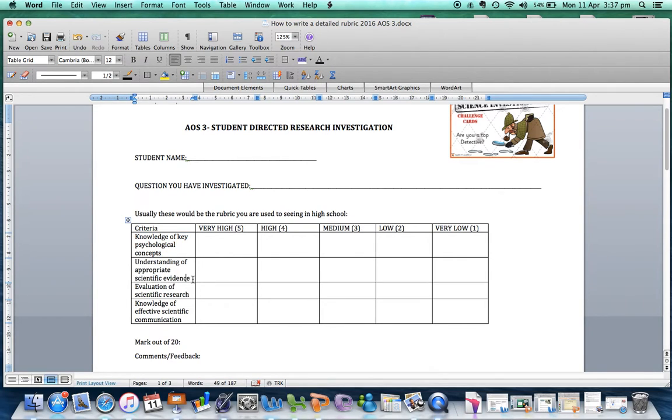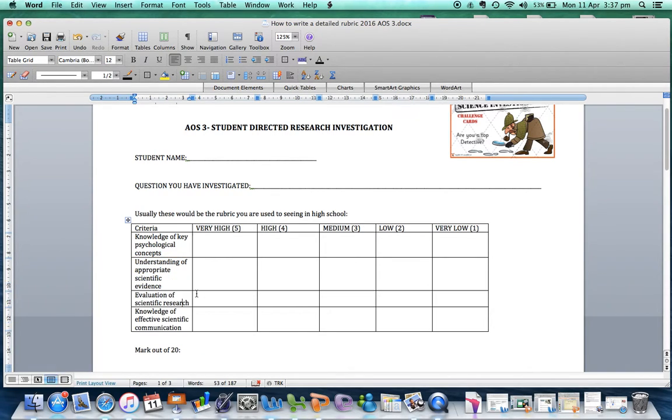Understanding of appropriate scientific evidence, so being able to talk about what each prior research has found and the evidence that's been produced and whether hypotheses have been supported or not. Evaluation of that scientific research and knowledge of effective scientific communication.